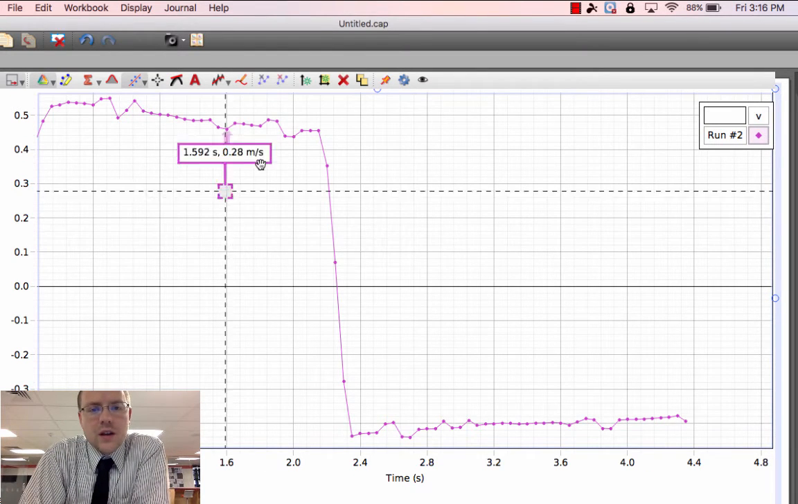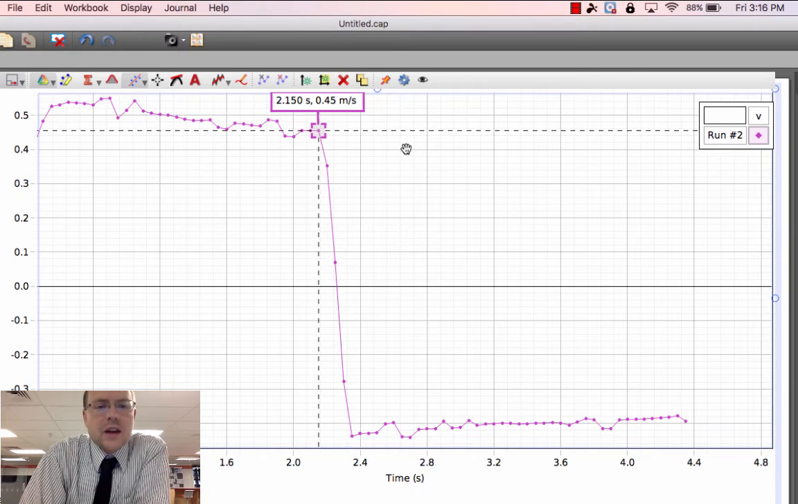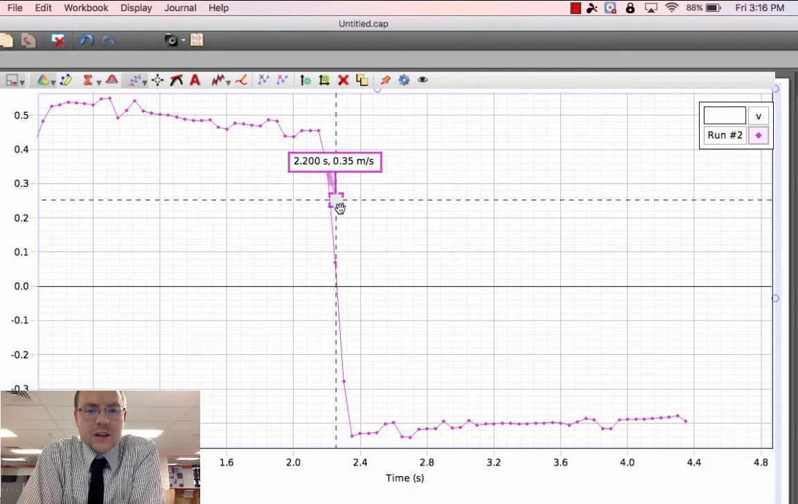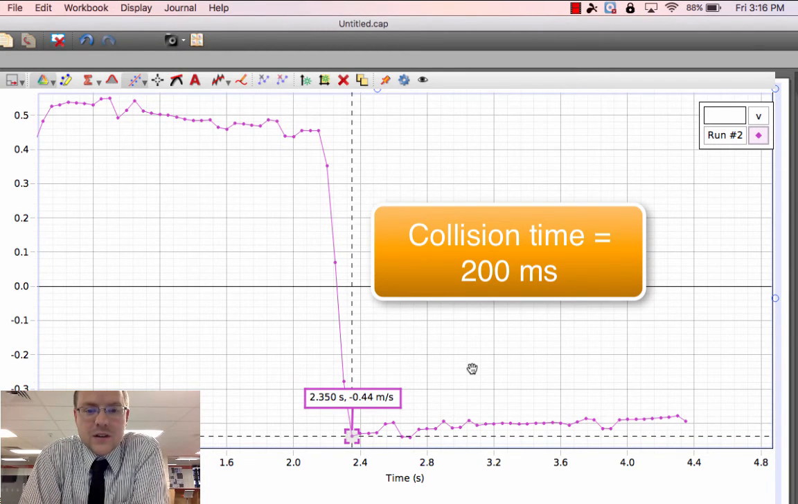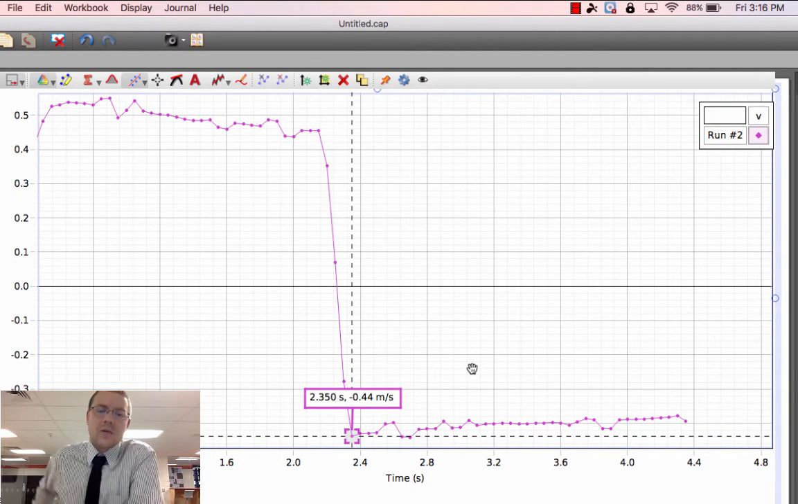So let's analyze this collision. When the cart came in and hit the spring, at 2.15 seconds, it was moving at a positive 0.45 meters per second. Not long after that, after the collision, 2.35 seconds, the cart was heading backwards with a negative 0.44 meters per second in velocity. The cart has a mass of 1,010 grams, or 1.01 kilograms. So if we look at analyzing this, we'll figure out exactly how much the motion changed during that 0.2 seconds it was in contact with the spring.